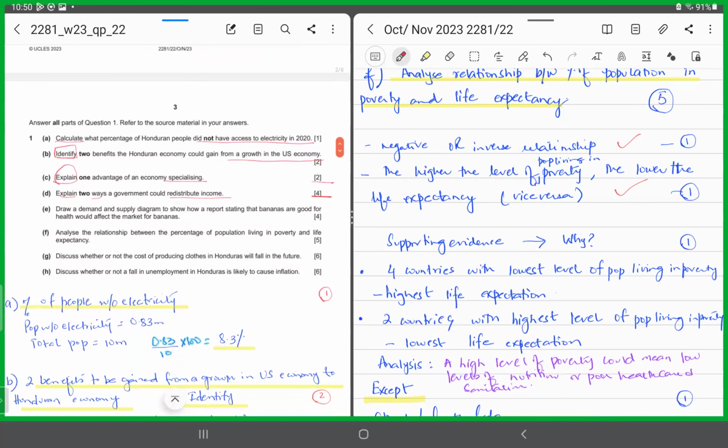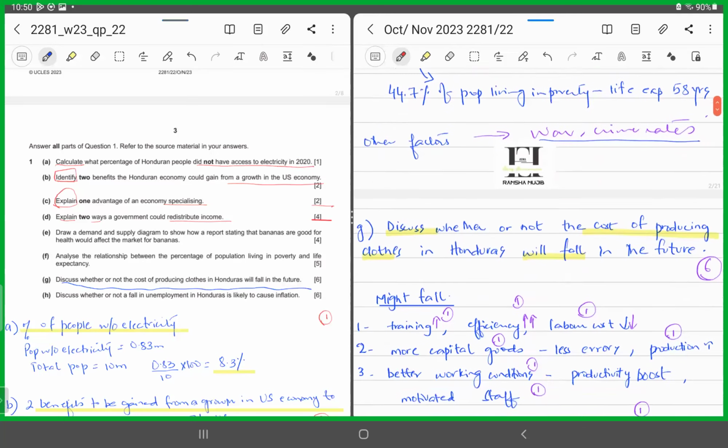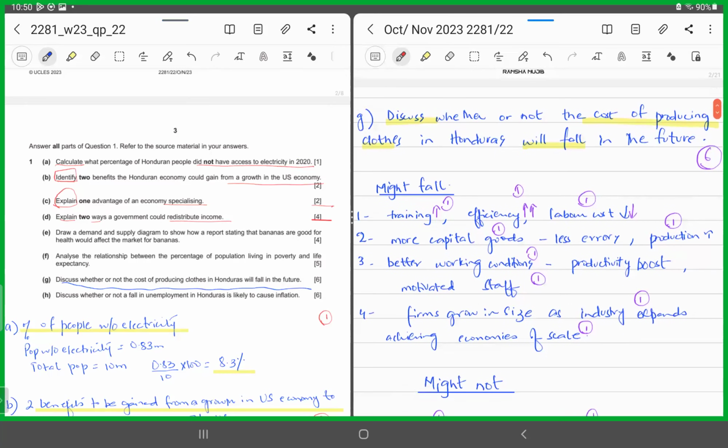Part G says, discuss whether or not the cost of producing clothes in Honduras will fall in future. So now, again, it's a discuss question. It's a 6 marker. The discuss questions, I told you earlier as well, you need to construct ideally 3 paragraphs for it, one supporting the statement, one against the statement, and finally the last one with an evaluative statement justifying your reasoning.